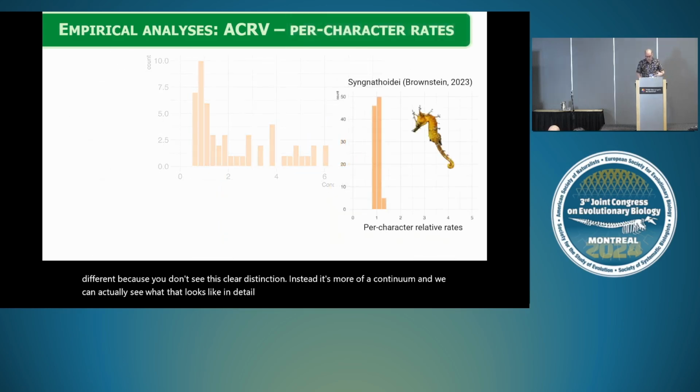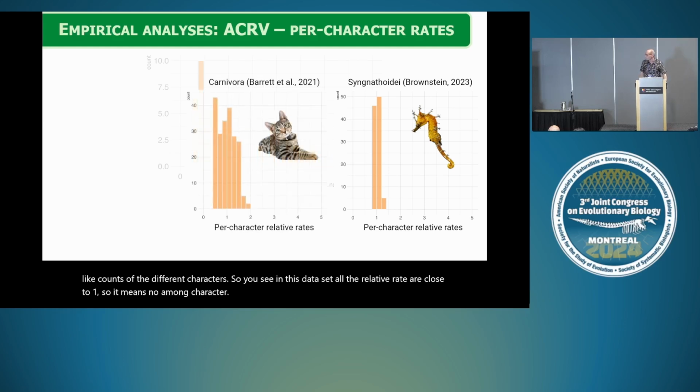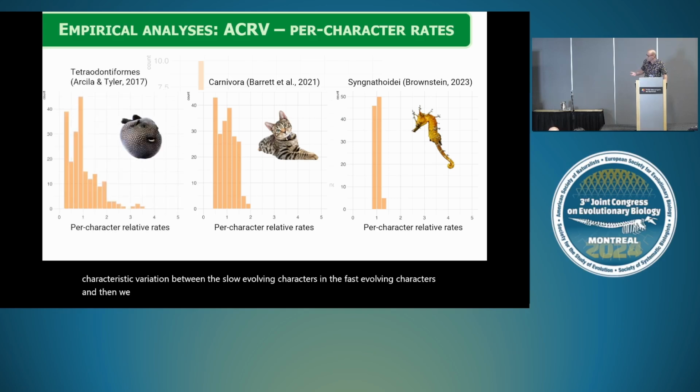On one end of the spectrum, we have datasets such as this one. Here I'm showing you per character relative rates, and histograms, these are counts of the different characters. So you see in this dataset, all the relative rates are close to 1, so it means no among character rate variation. In datasets like this one, for example, we can have 3 to 4-fold among character rate variation between the slow evolving characters and the fast evolving characters. And then we have datasets like this one, where we have 1 order of magnitude or even more of variation between the slowest evolving characters and the fastest evolving characters.